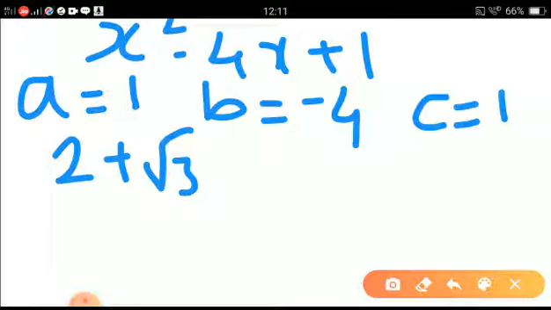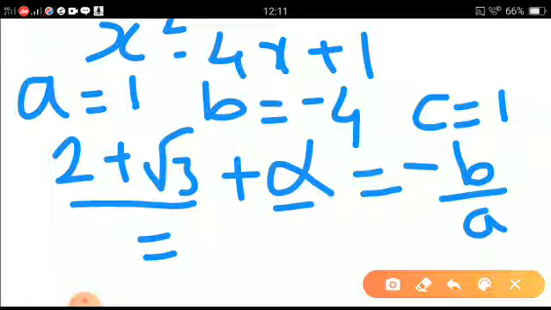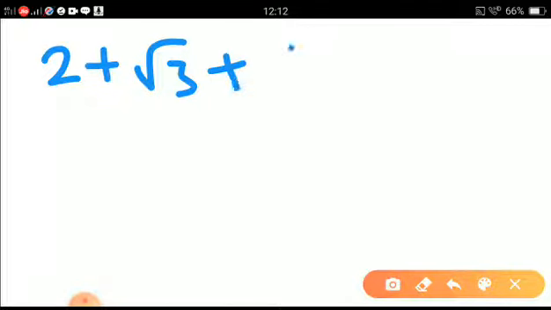So 2 plus root 3 plus the other root, which I am taking as alpha, is equal to, we know, minus b by a. This is the sum of the roots. This is one root, this is the second root. So what is minus b? Minus b is minus of minus 4, that is 4, and a is 1. So I will get 2 plus root 3 plus alpha equal to 4.